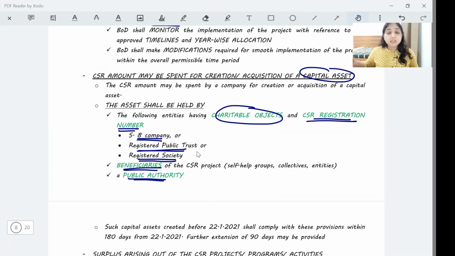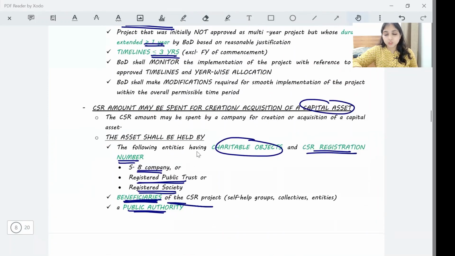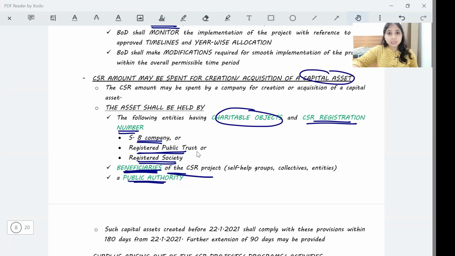Or you may give it to somebody who is going to benefit from a CSR project. Beneficiaries of a CSR project are those persons who are going to benefit from your CSR project. Or you may give this capital asset to a public authority. This is a new concept: the company can use this money to buy a capital asset and give it to a Section 8 company, registered trust or registered society having charitable objects and a CSR registration number, or to beneficiaries of a CSR project, or to a public authority. Come on, repeat along with me one last time, get it registered into your memory.